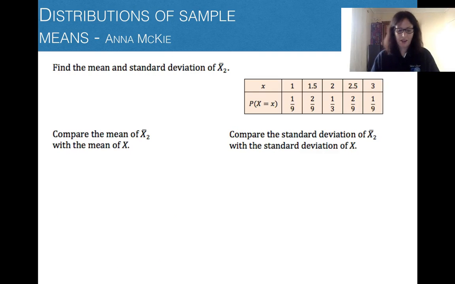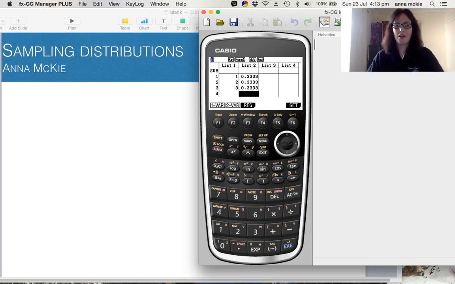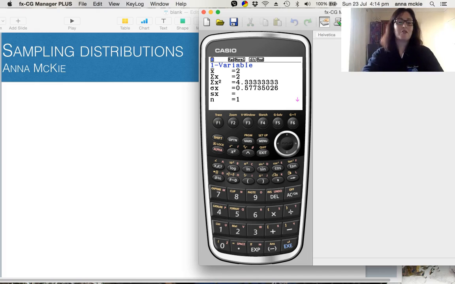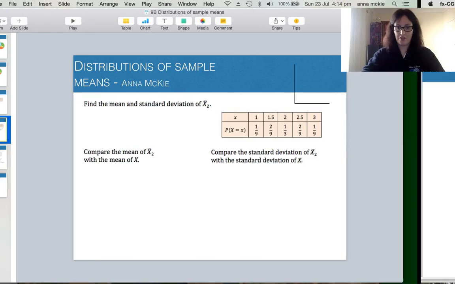But what about the mean and standard deviation of these? You'll need your calculators. So head on over to the calculator. This time round our possible values are 1, 1.5, 2, 2.5 and 3, and the chances of each of them happening are 1 on 9, 2 on 9, 3 on 9, 2 on 9 and 1 on 9. We work out our mean is 2 and our standard deviation this time is 0.577.